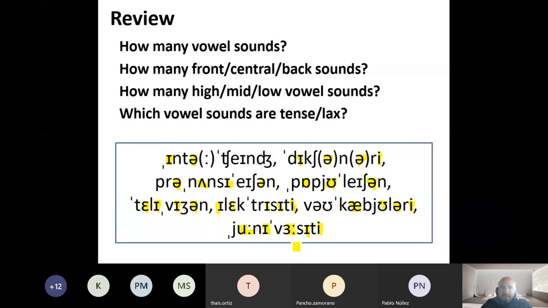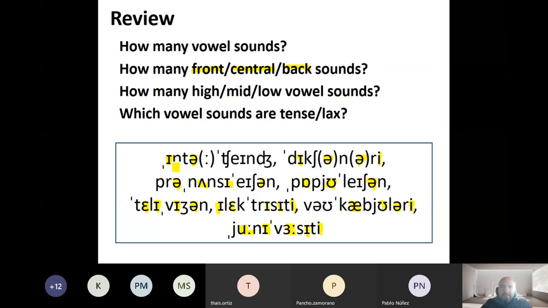Okay. In the word interchange, we have 2 monophthongs. Which one of them is front? Which one of them is central? Which one of them is back?